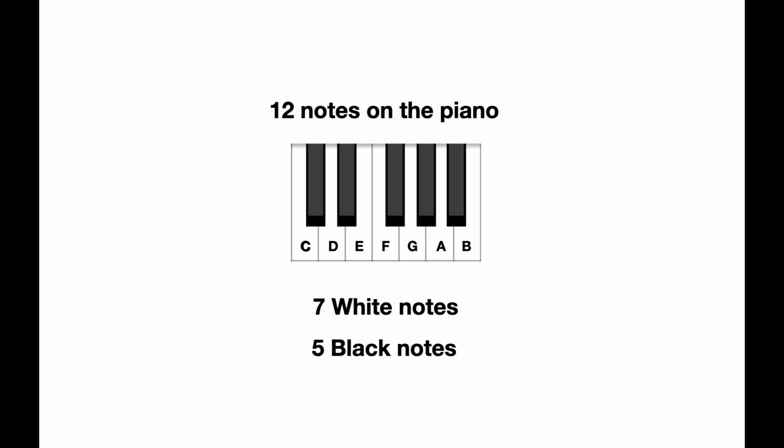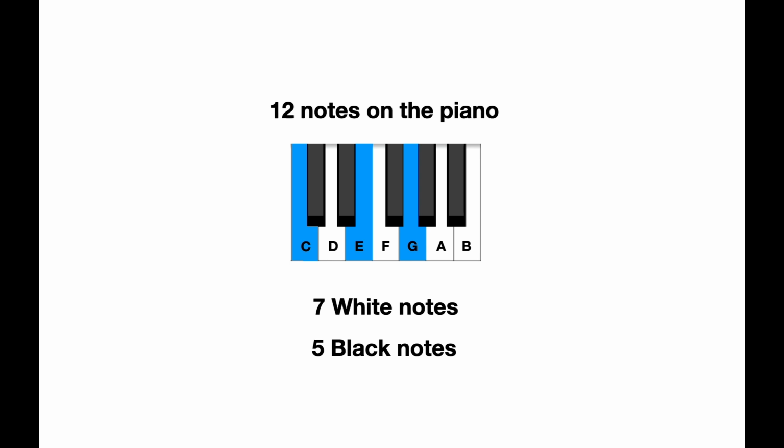So we know there are 12 notes on the piano. There are 7 white notes and 5 black notes. Now we can actually build a chord and play a chord from every single one of those notes. Now a chord is when we play multiple notes at the same time. So if we were to play a C, an E and a G at the same time, this would be a chord of C.